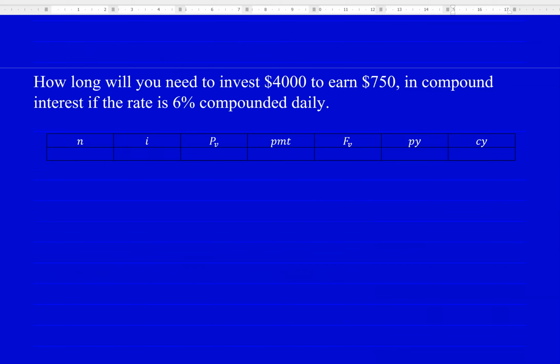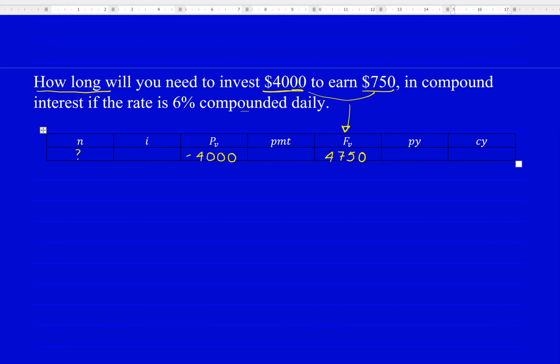Okay, now with compound, if it's asking you to find anything other than future value or present value, you have to use your calculator. All right? So here we go. It's asking how long, so we're finding the N. You will need to invest 4,000. How long do we invest 4,000? So that's our PV, so make sure that's minus. To earn 750 in compound interest. So what does that make your future value? It's not just 750, it's 4,750, because remember, that is what you originally put in plus any interest you earned. That is your future value.